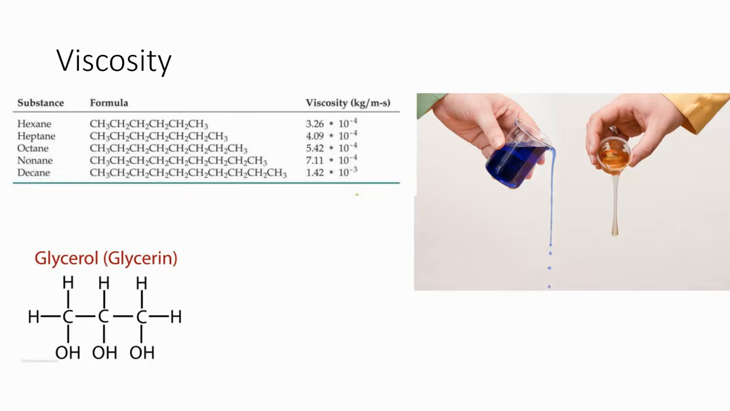And you know that alkanes are nonpolar. You know that they only have London dispersion forces. And you also know that London dispersion forces increase when we have heavier molecules or molecules with more electrons. So in our list of five molecules there, it's the heaviest one that is the most viscous, decane. And it's the lightest one, hexane, that is the least viscous. So the stronger the intermolecular forces are, the higher the viscosity is.